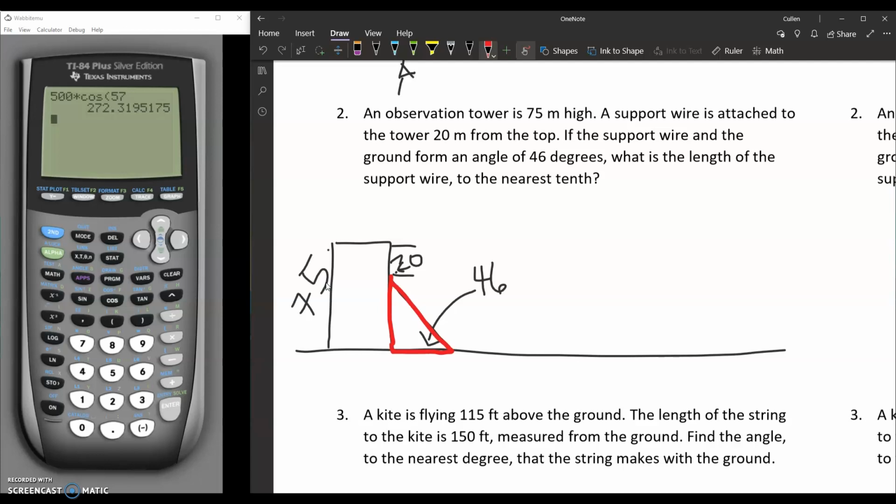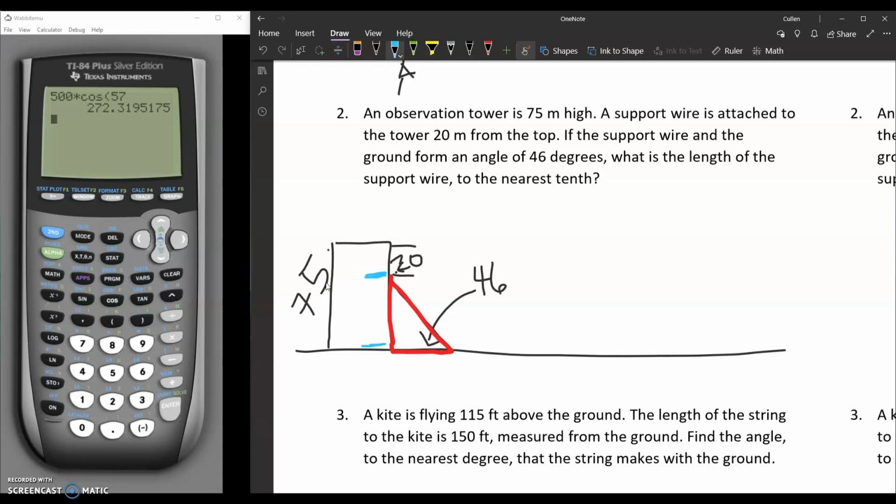And wants to know what the length of the support wire is to the nearest tenth. Okay. So let's go look real quick and see what side of the triangle they gave us. So we want to figure out what this length of the triangle is from the top to the bottom of the support wire. And that's just how far up in the building it goes.